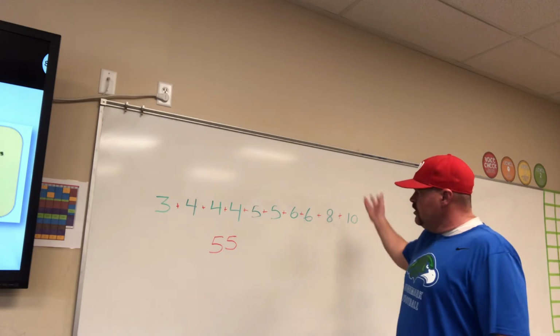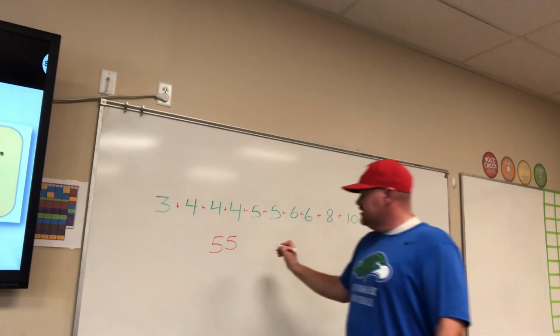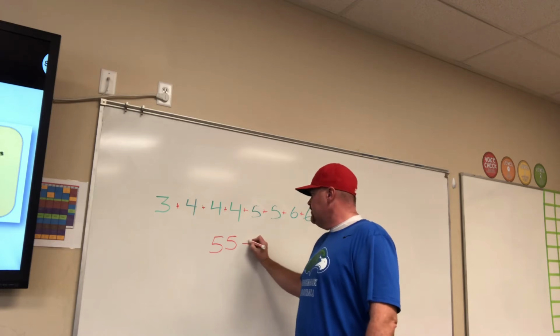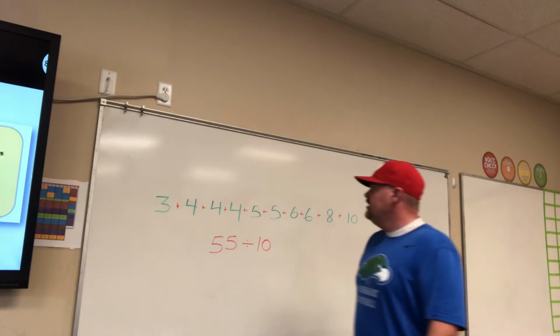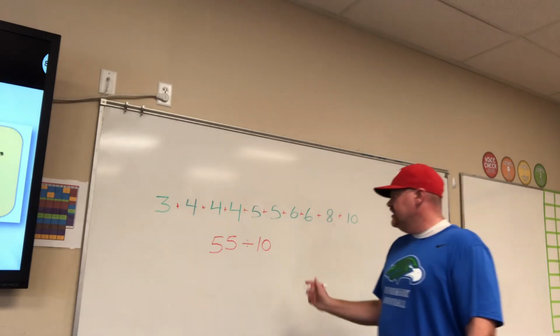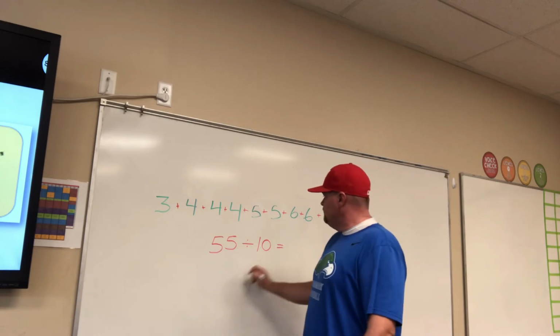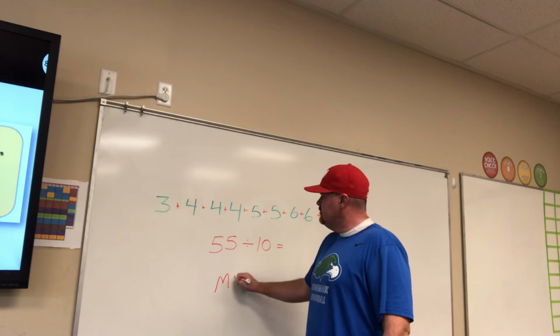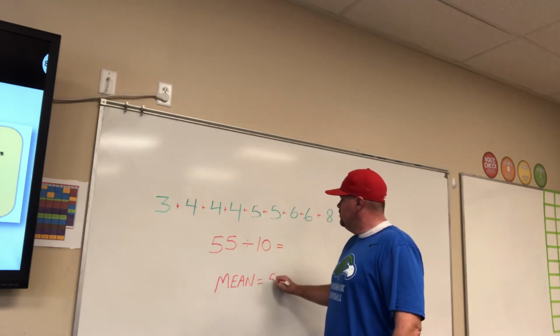And as we know from counting before, we have 10 pieces of information here. So I'm going to say 55, the total, divided by 10, and whatever that answer is will be my average, or my mean. Okay, so 55 divided by 10 is equal to 5.5, so my mean equals 5.5.